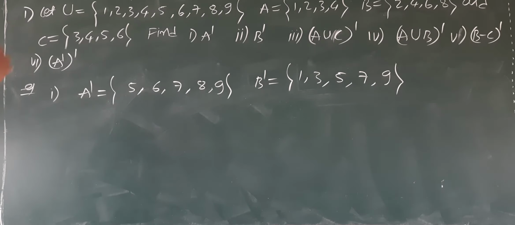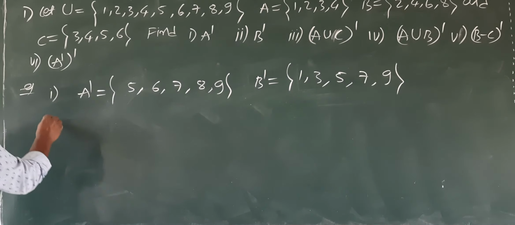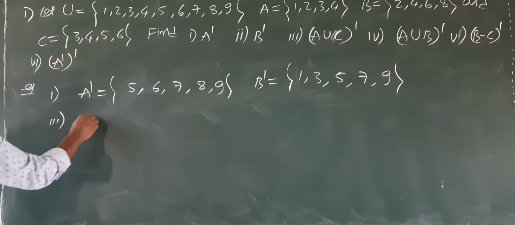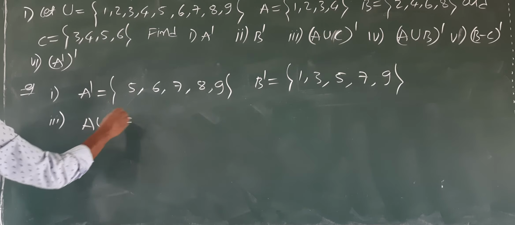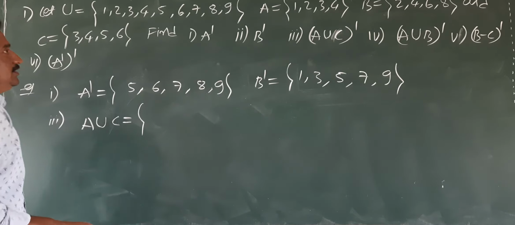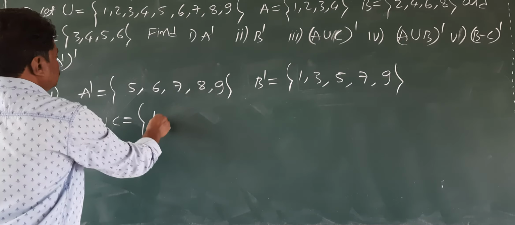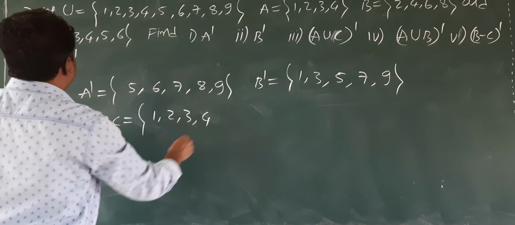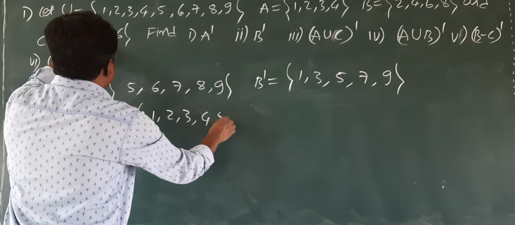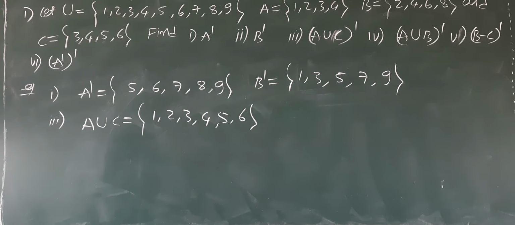Next, A union C whole dash. You calculate A union C first. Union of A and C: collect 1, 2, 3, 4, 5, 6. So we got the A union C. Union means writing all the elements of A union C.